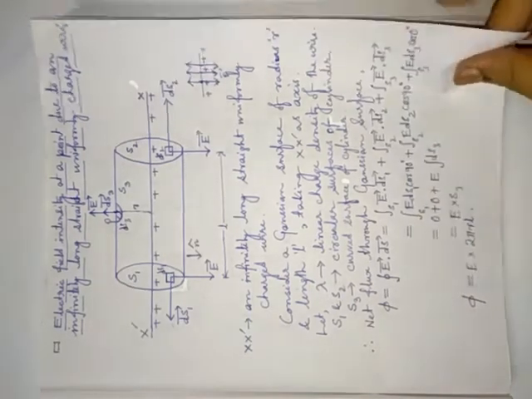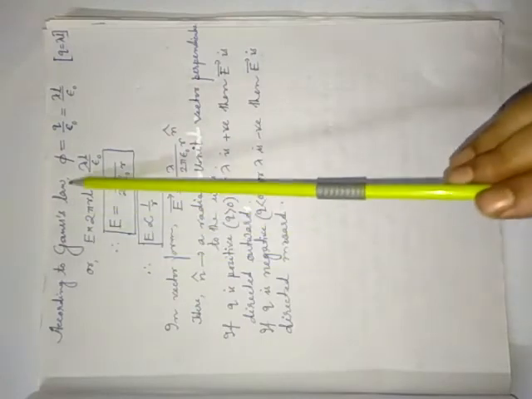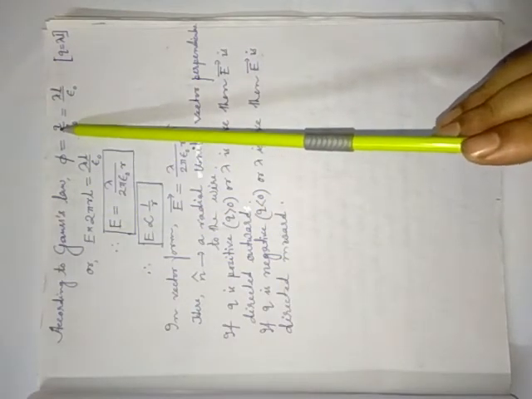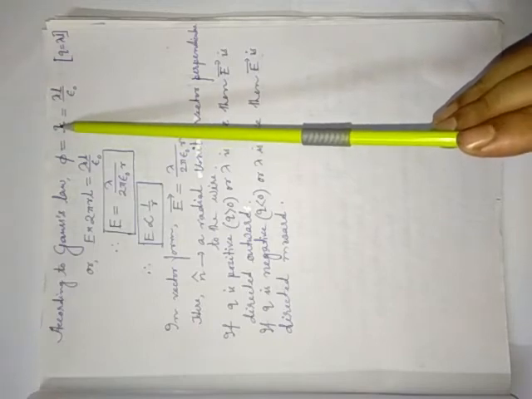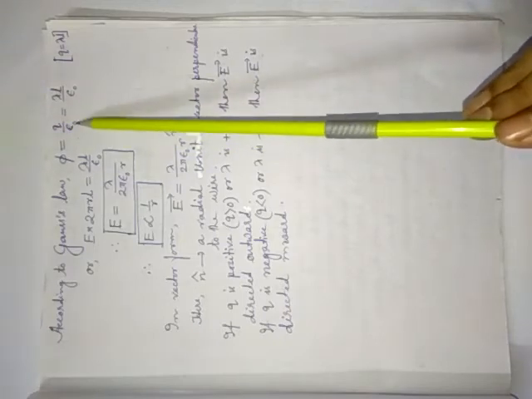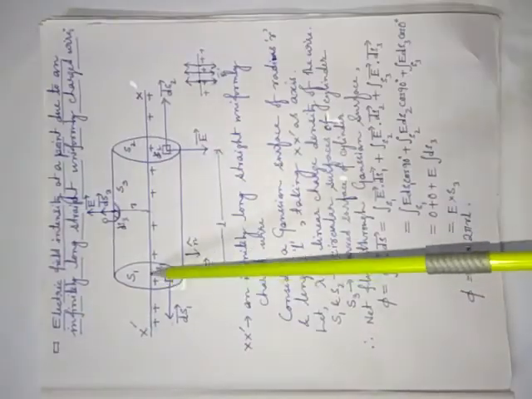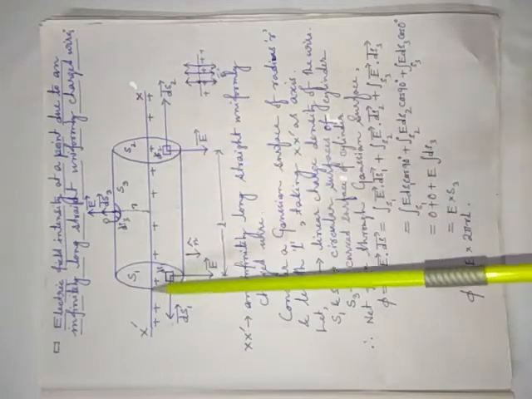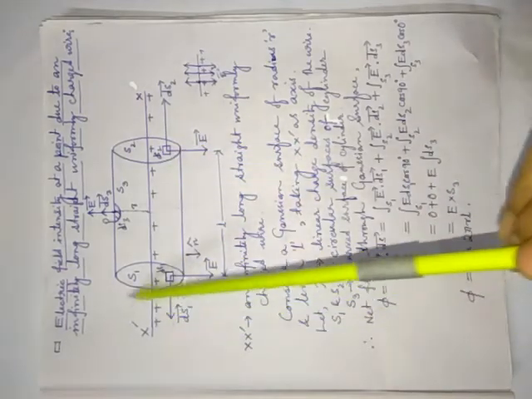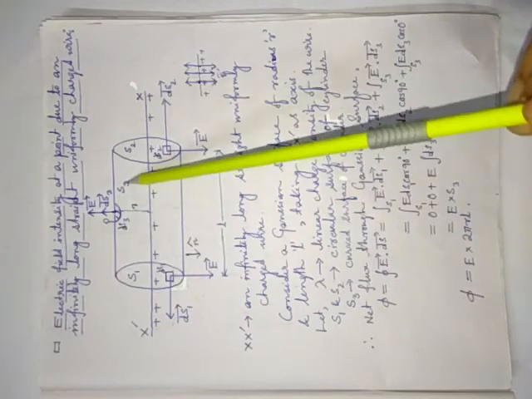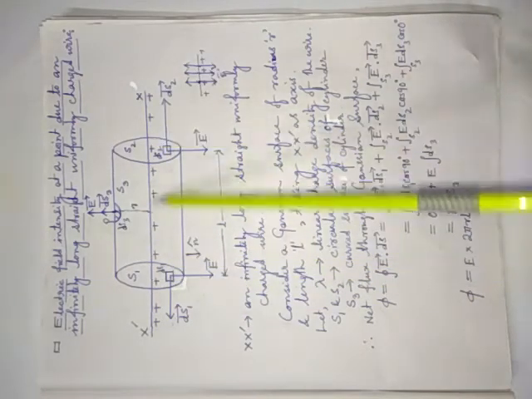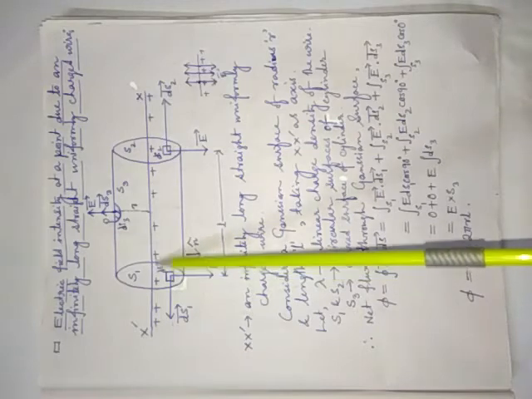Now next page, see here, according to Gauss's law, phi equal to what? Net flux equal to what? Net charge inside the Gaussian surface divided by epsilon naught. Net charge means what? Whatever charge is there inside, not the outside. This charge, not that charge, only this. That means the charge present in the length L is the net charge Q.